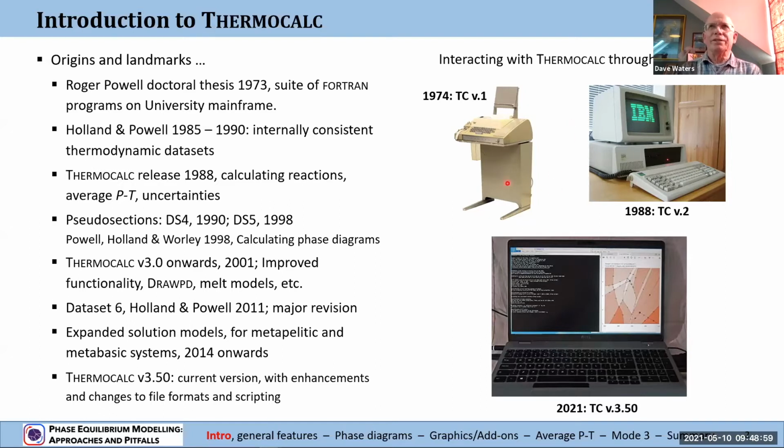So we had one of these teletypewriters in the corner of a lab, and that's what I used in the early middle 70s to calculate my first data. What happened later was that Tim Holland got involved with developing the internally consistent data sets in the 80s. But the Thermocalc program itself wasn't released publicly until 1988. And its focus at that time was mainly on thermobarometry. And this was the beginning of the average PT method, which got a lot of use in the 1990s. As I say, it was the main focus for a good while.